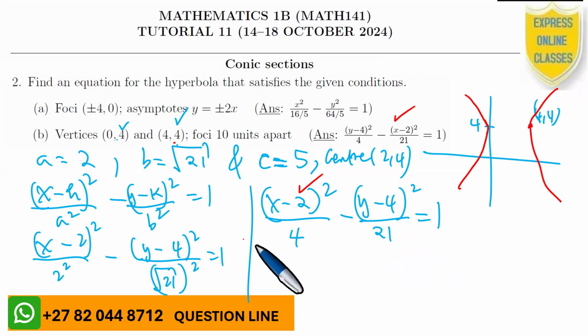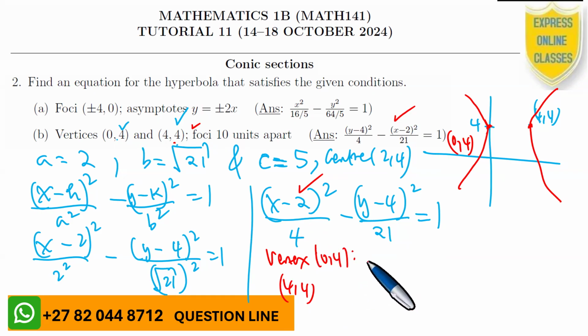So if you're going to take any vertex, I'm trying to check here. A vertex is a point on the graph, like this one is the vertex, which is 0, 4. Or we can take another vertex, 4, 4. Okay, let's take 0, 4. X is 0. Y is 4.